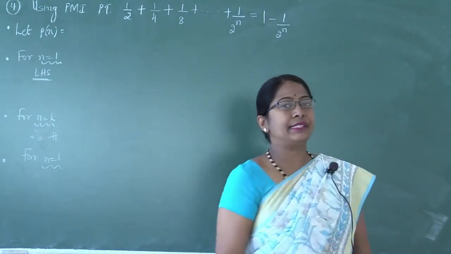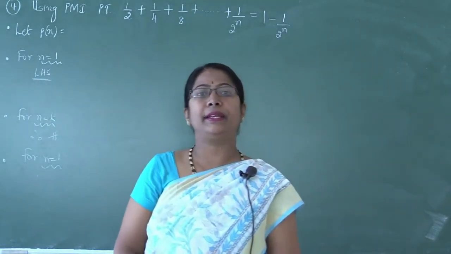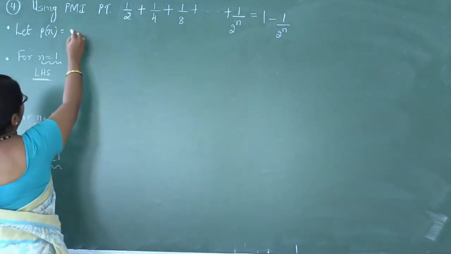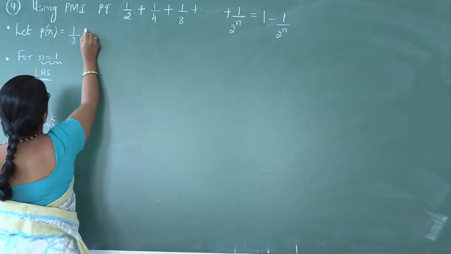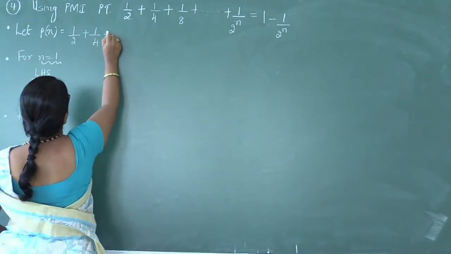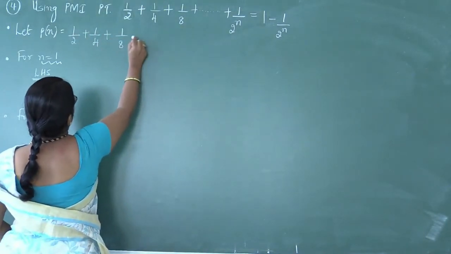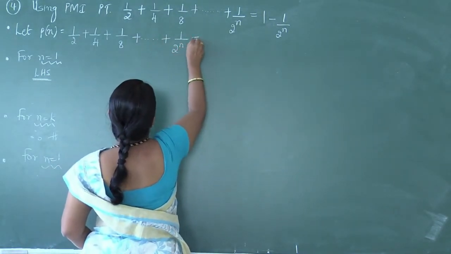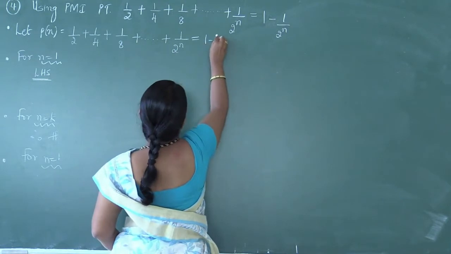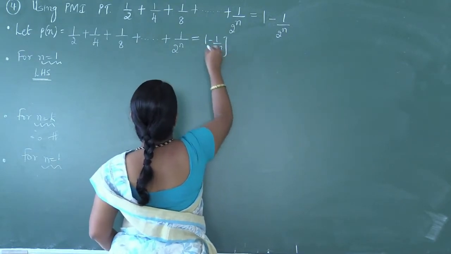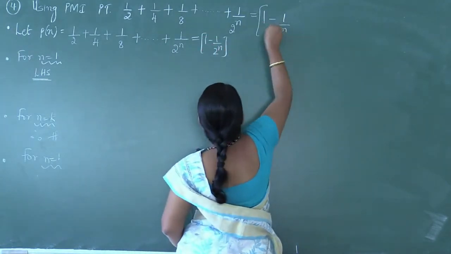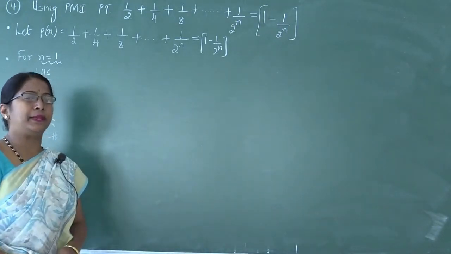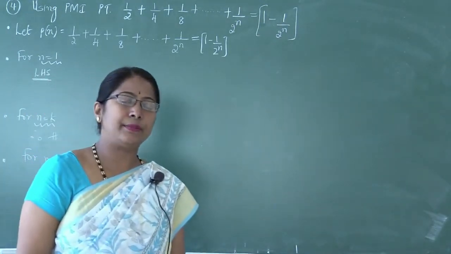So what is the first step? We shall denote the given statement as P(n). So let P(n) equal 1/2 + 1/4 + 1/8 + etc. + 1/2^n is equal to 1 - 1/2^n. We have denoted the given statement as P(n). What is the next step?